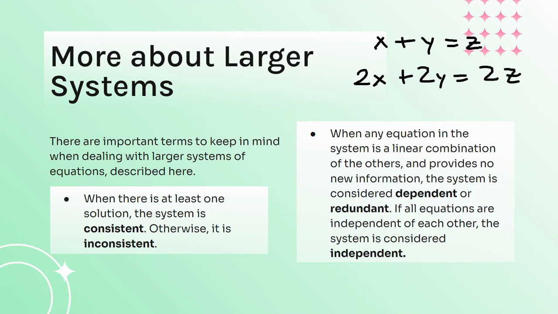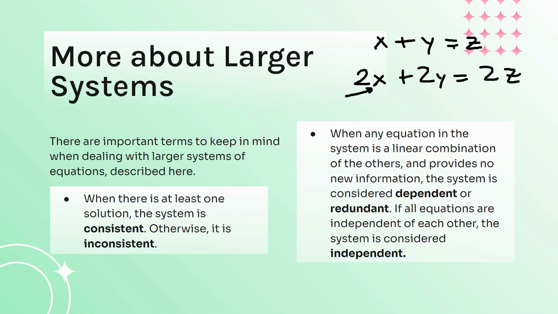Well, when any equation in the system is a linear combination of the others, basically when it gives no new information, then it's called dependent or redundant. This system is known as a dependent or redundant system. So over here, does this really give us any new information? No, it's just twice the first equation, right? So we could have found that out on our own. It didn't give us any new information that we can use.